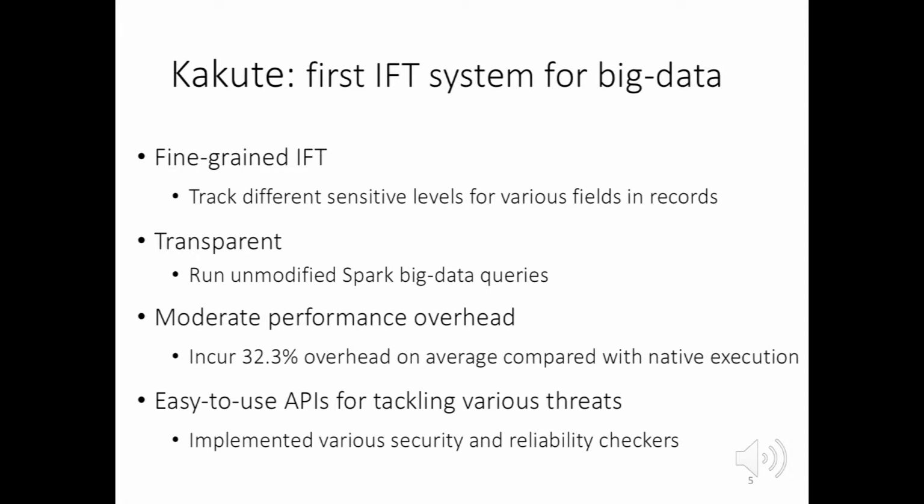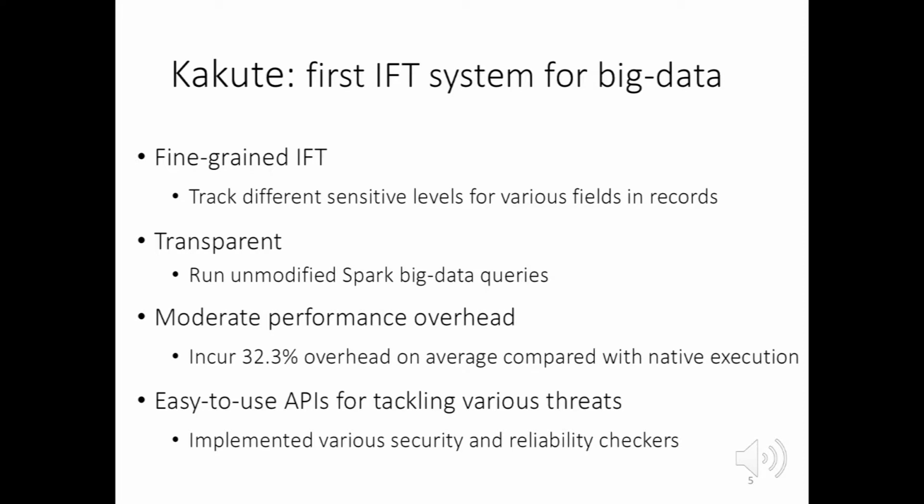Third-party analysts do not need to know anything about Kakute, and they will submit tasks like what they do previously. On average, Kakute has only 32% performance overhead on various big data programs and datasets compared with the native Spark execution. This is achieved with the help of our two fast propagation techniques. They are called reference propagation and tag cache. It is possible to run Kakute in production systems with this low overhead. I will present these two techniques in the next few slides.